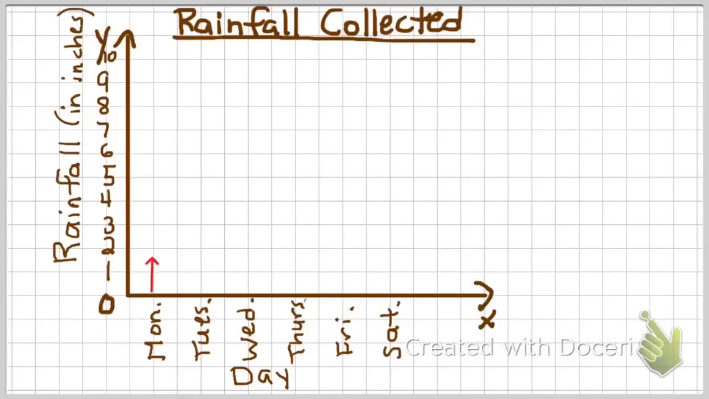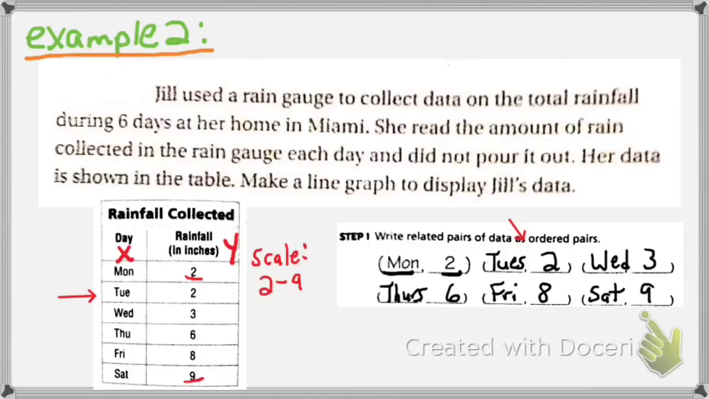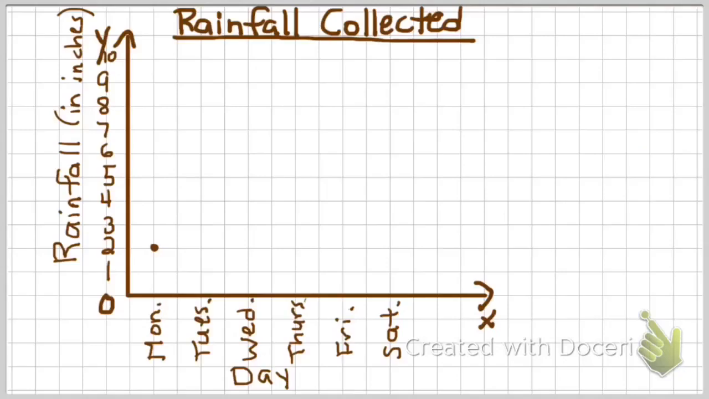So I find the Monday line, make sure I'm exactly on the line, and I graph the dot on 2 inches of rain. Remember, the red arrows that I'm showing you, you're not drawing in. It's just to show you how I would slide my finger up that line. My data says that Tuesday I also had 2 inches of rain in the container. So again, I slide my finger right up that Tuesday line to make sure I'm on the right line and put the dot at 2 inches.